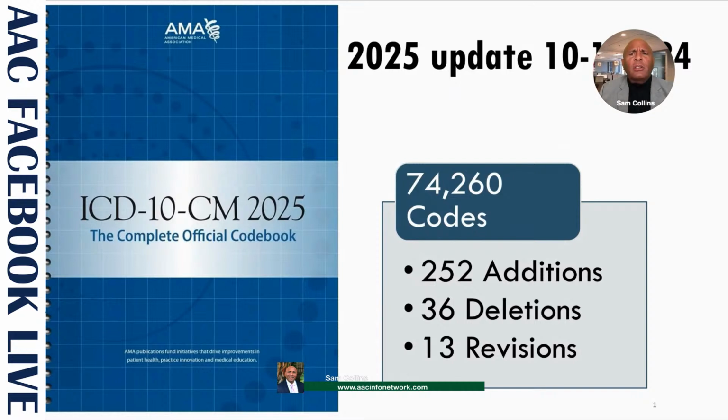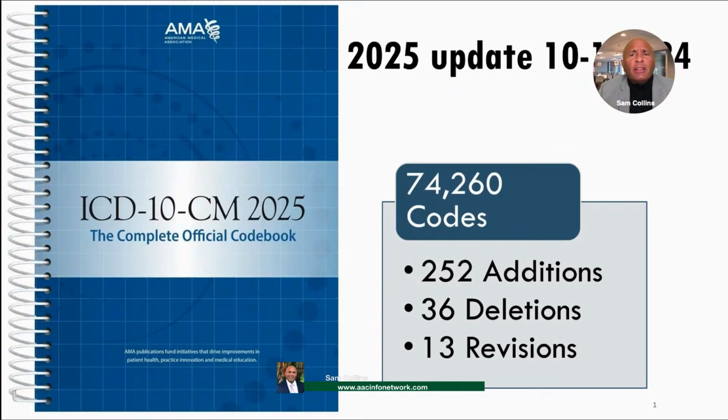So make sure that if you're using one of these codes that I'm going to go through, to update your list to make sure you're using the most current code for your patient. Because if you use an old code, it's going to be denied. Now let's go to the slides. The update you'll see here is the 2025 update is October 1st.